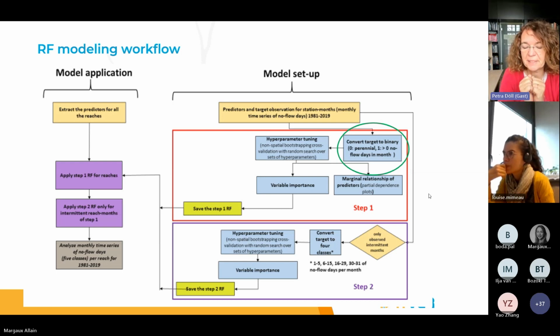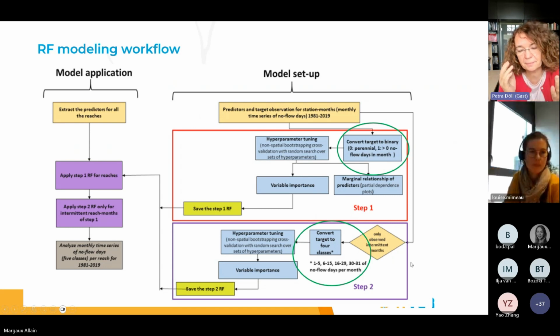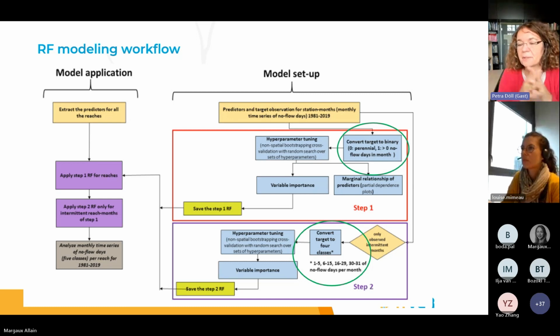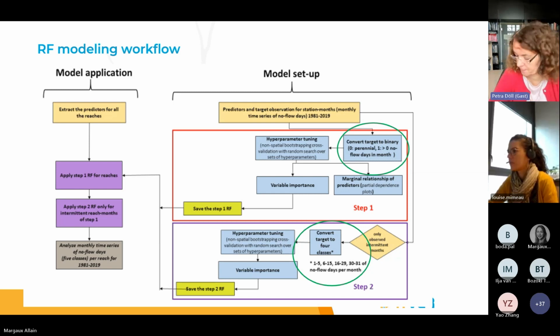And then in the next step, can you please click? Then for only those months that in the first step have been identified as intermittent or observed, then we try to estimate how many days in the month are without flow. So we do not try to predict it for every single day like Louise did for the small basins, but we just have 4 classes. So as I said, 1 to 5, 6 to 15 days in this month, 16 to 29, or the whole month. And so we set up these 2 random forest models in a sequential way. And then once we have set that up, we can then apply that to predict for all the stream reaches. Next, please.